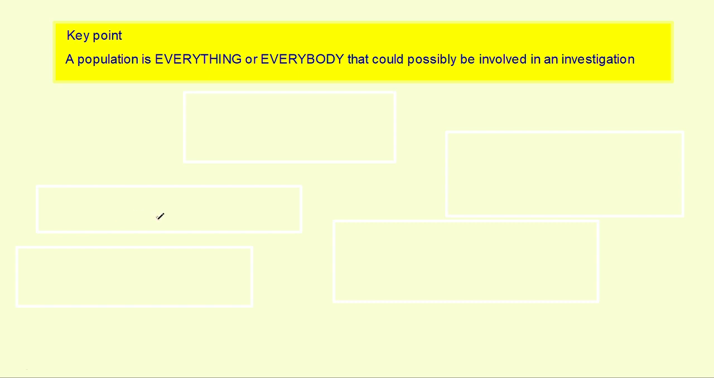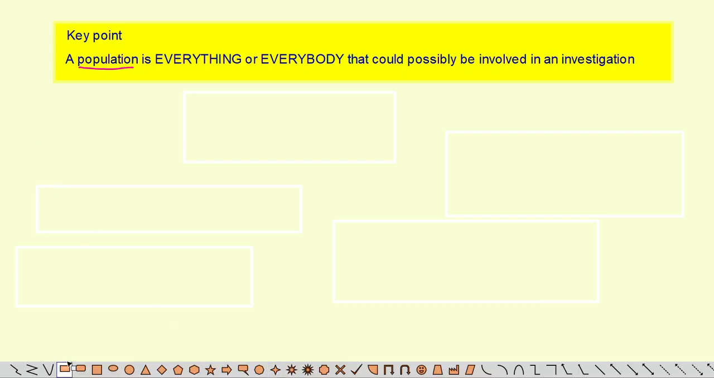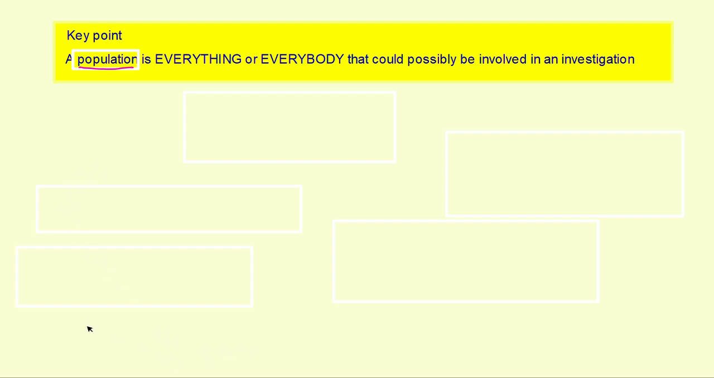Okay, moving on then. So we're going to be talking about a population to start with, and what I suggest you do is on a flashcard you write the word population on one side and you've got this definition: everything or everybody that could be possibly involved in an investigation. And I'll go through some examples once you've written that down, please. So pause the video, write down that key point. Population, everything or everybody that can be involved in an investigation.